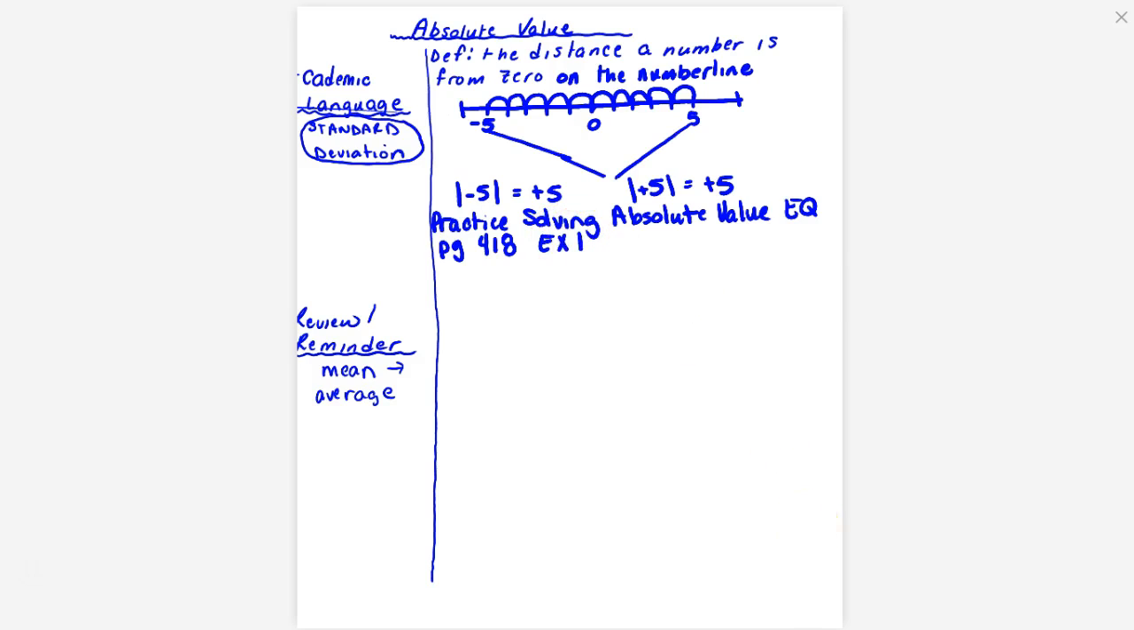Okay, and A says, solve this equation, the absolute value of positive 5 plus the absolute value of negative 5. Oops, should be a straight line there. Okay, how do I solve this? Well, I know that the absolute value of positive 5 is 5, and I know that the absolute value of negative 5 is also positive 5. So the answer to A is positive 10. Let's do another one.